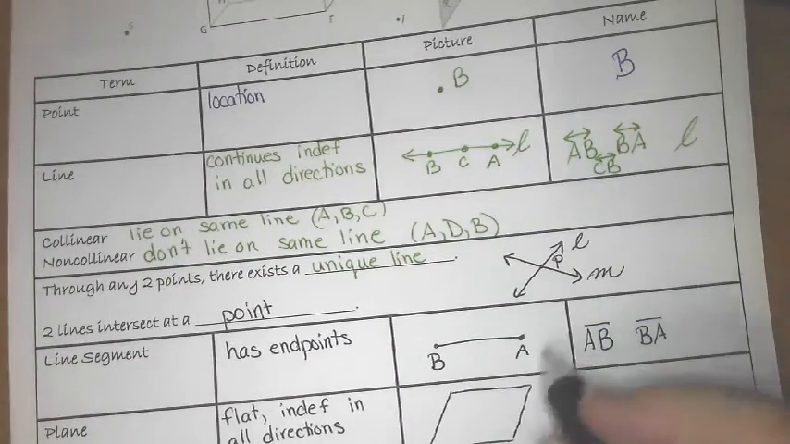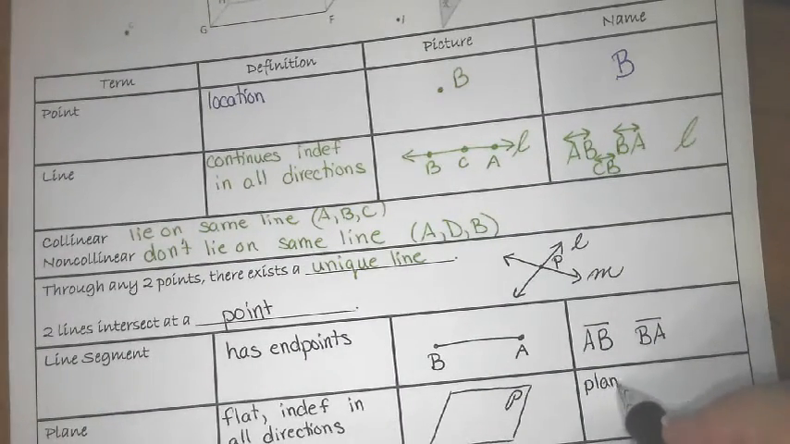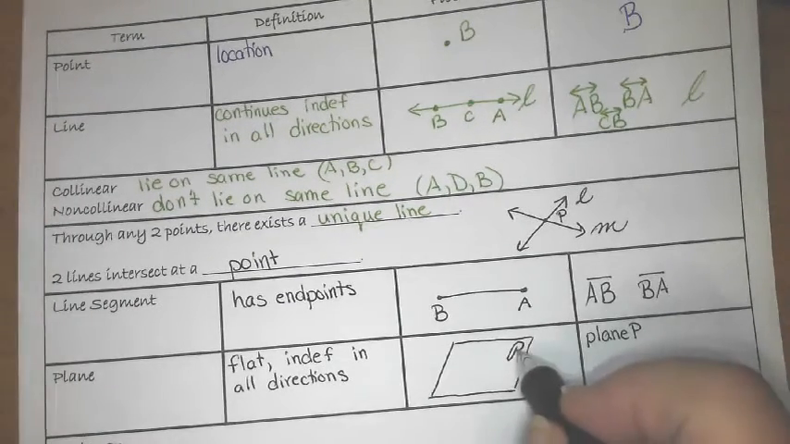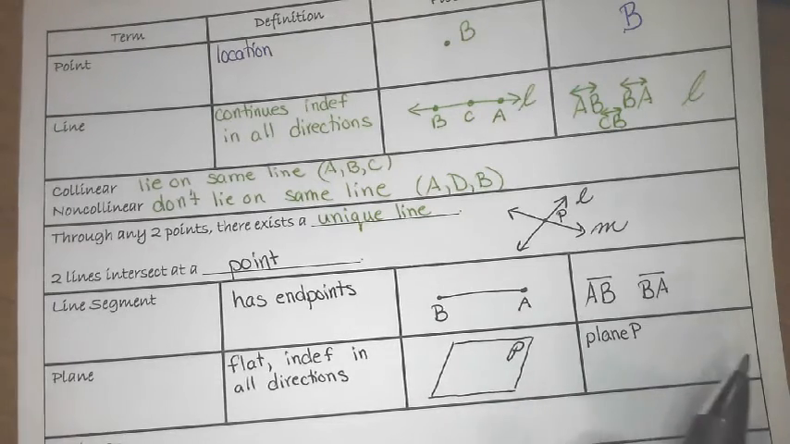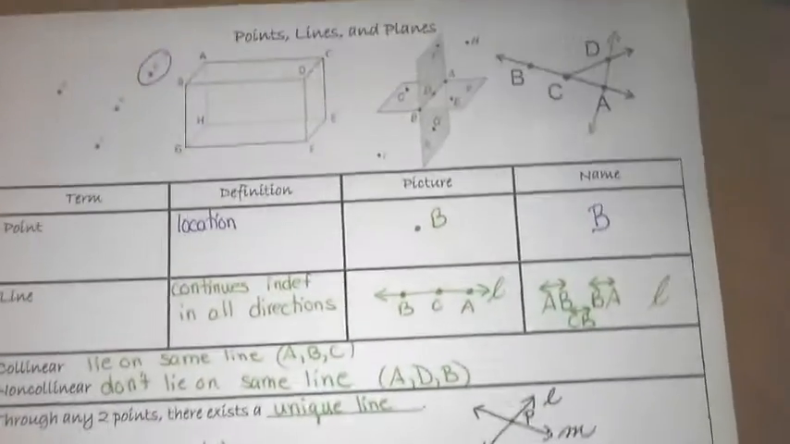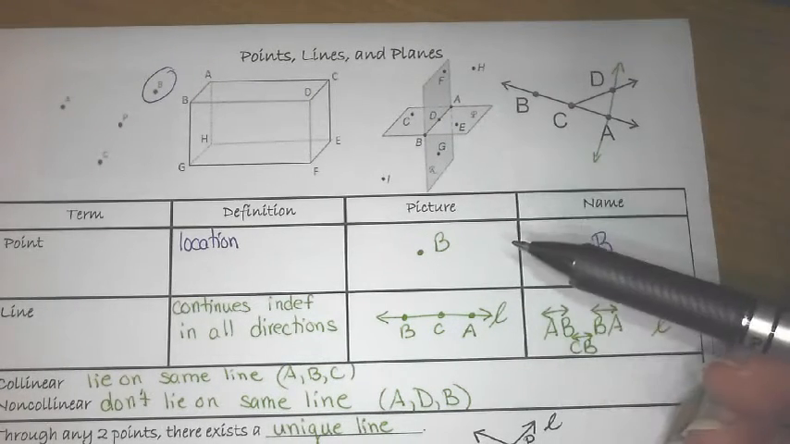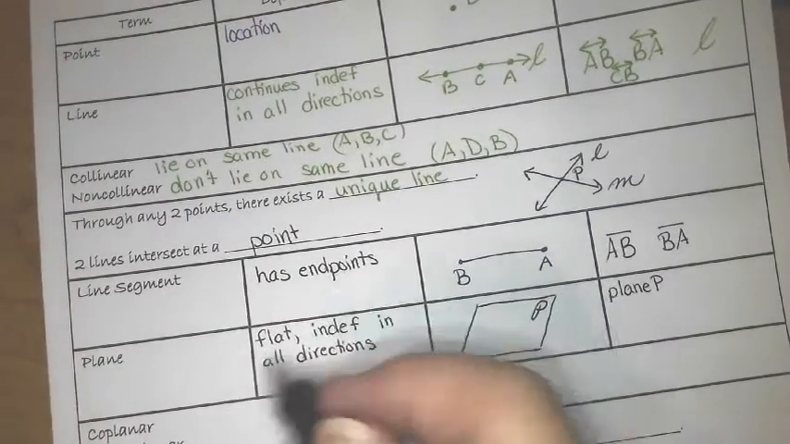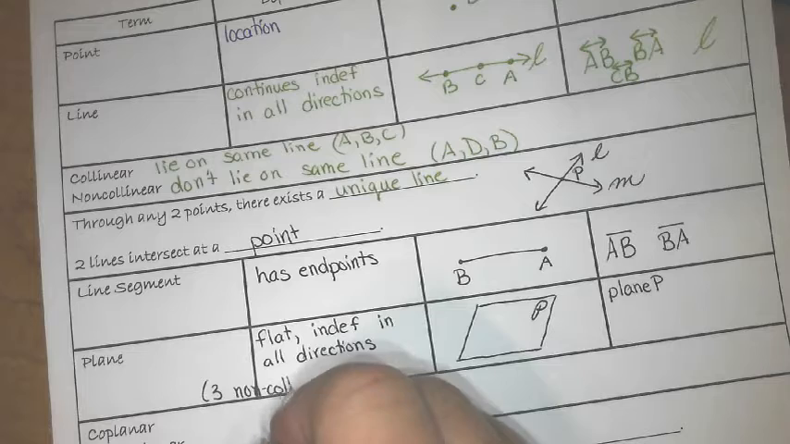So I'm going to call this plane P. So we could name it plane P by using that cursive letter in the corner. It doesn't matter which corner, but there's usually a cursive or script letter in one of the corners that is not labeled as a point. So if you look up here, notice P doesn't have a point associated with it. We can also name our plane with 3 non-collinear points.